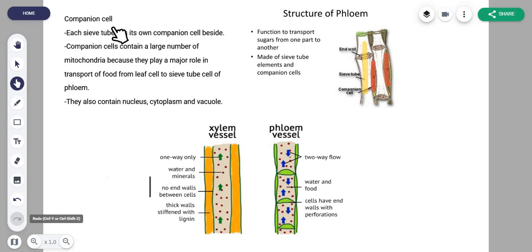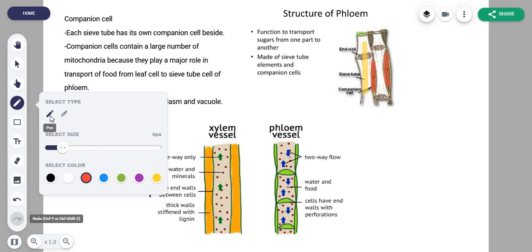Each sieve tube has its own companion cell beside it. So if there are 2 sieve tubes, then there need to be 2 companion cells, because they each have their own companion cell. Let's think of it like this: you need someone to support you. If there are 4 members in your family, then each member needs one individual person to support them. Let me make it more simple by annotating for you guys.